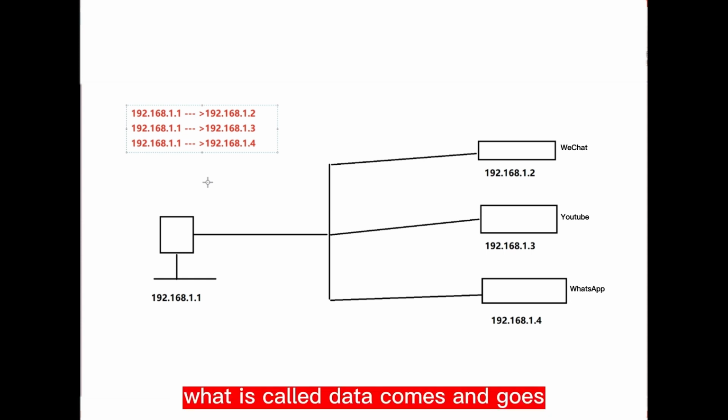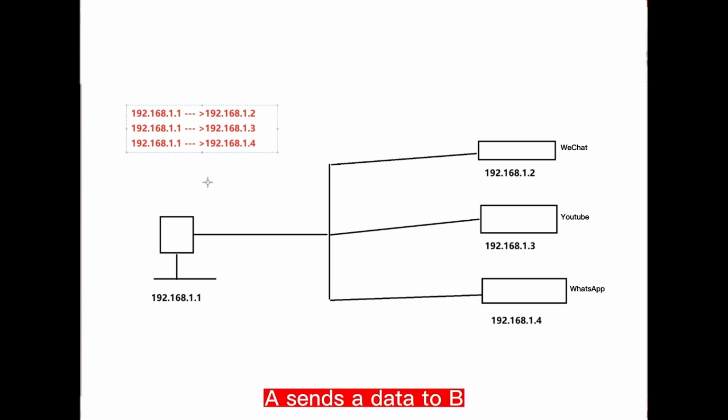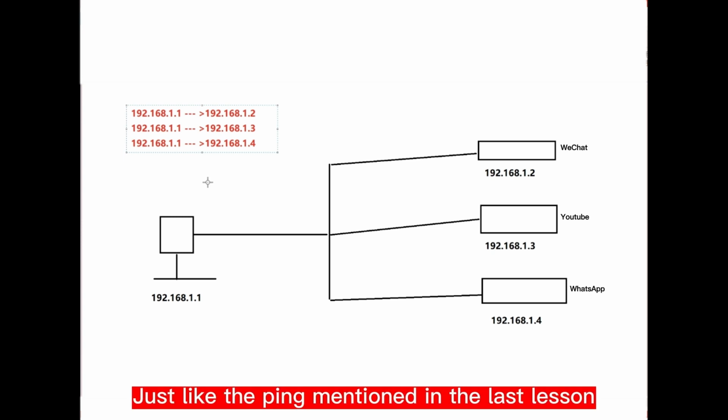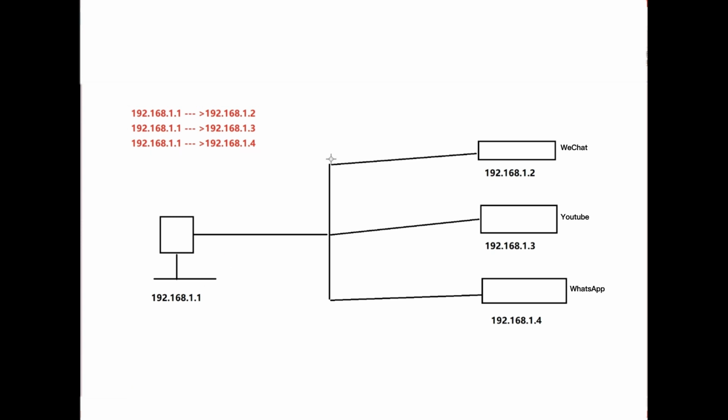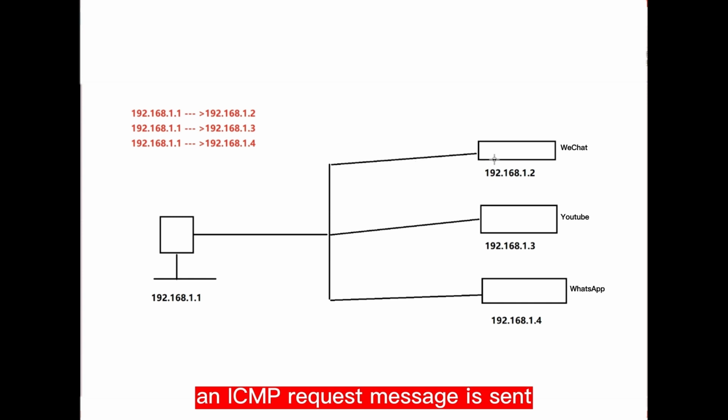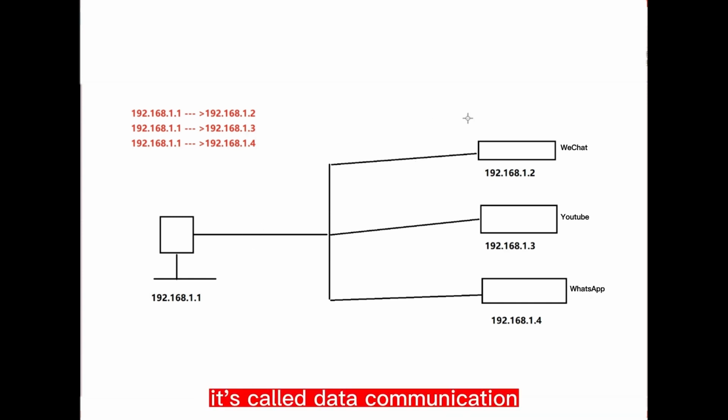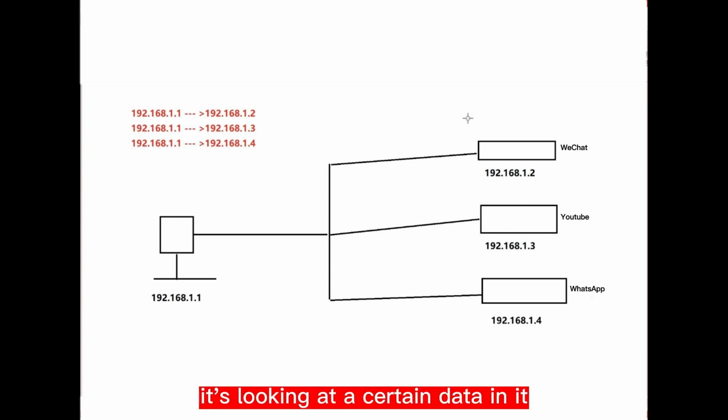But the principle of data communication we pay attention to is that data comes and goes. A sends data to B, and B has to reply with data to A, just like the ping mentioned in the last lesson. An ICMP request message is sent, and the peer needs to give a reply. That is data communication. When the PC accesses WeChat, the PC initiates a request to WeChat, and WeChat needs to reply to the PC. Then when replying to the packet, there is going to be a problem.